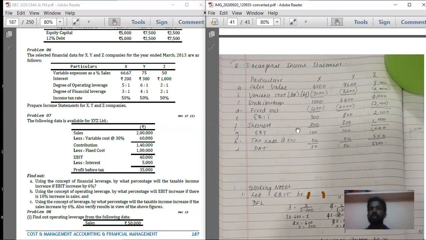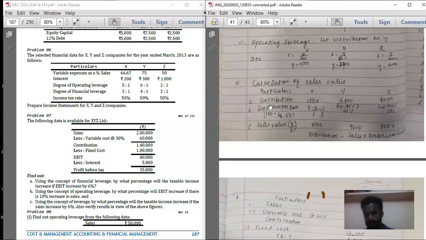We have found till contribution. So using this contribution and using this variable expenses as a percentage of sales, that is variable cost ratio, we can easily find what is sales value and variable cost. Now for that, working note number 3, calculation of sales value. Below that, operating leverage, take down.